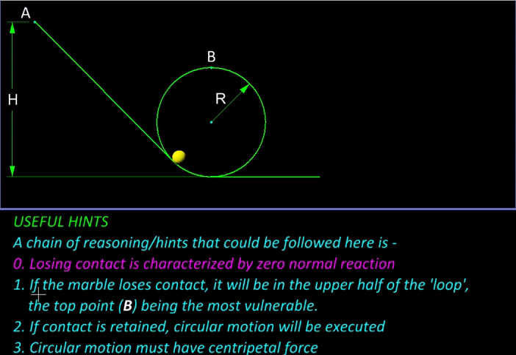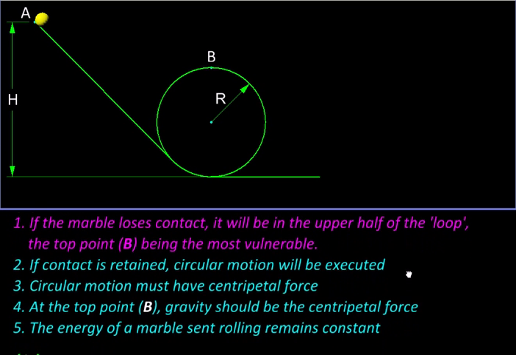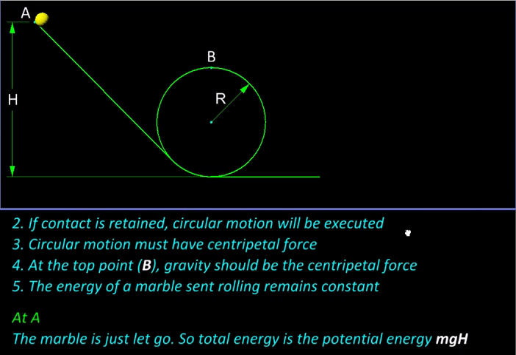Number two, when the marble loses contact, it will be in the upper half of the loop, and again it is more likely to happen at point B, because that is where gravity is acting in the most unfavorable direction, trying to tear away the marble from the slide.